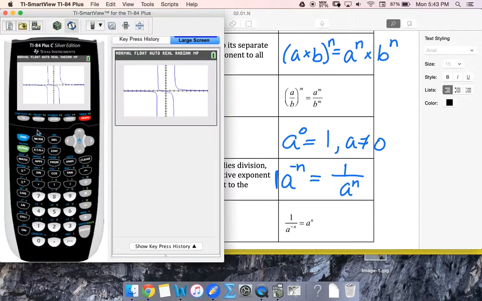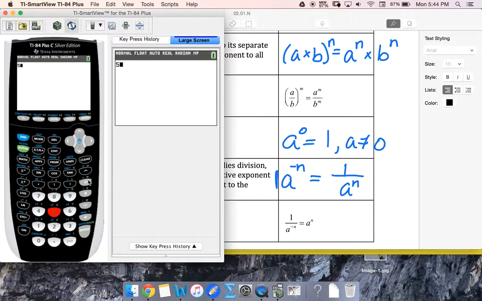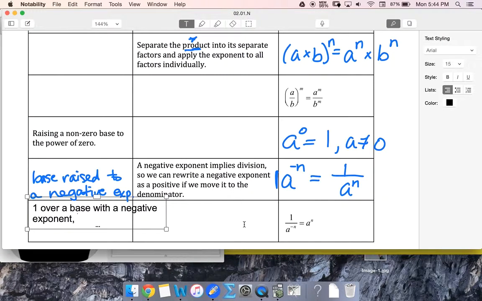So let's look at some examples of this. So if I have, for example, 5 divided by 1/2, then I get 10. So it's actually like multiplication. So that would be the same as 5 divided by 2 raised to the -1. So I've got a negative exponent, but I could bring it up and make it positive, and I get the same thing. I get a positive 10. So 1 over a base with a negative exponent would be the general type of problem here.